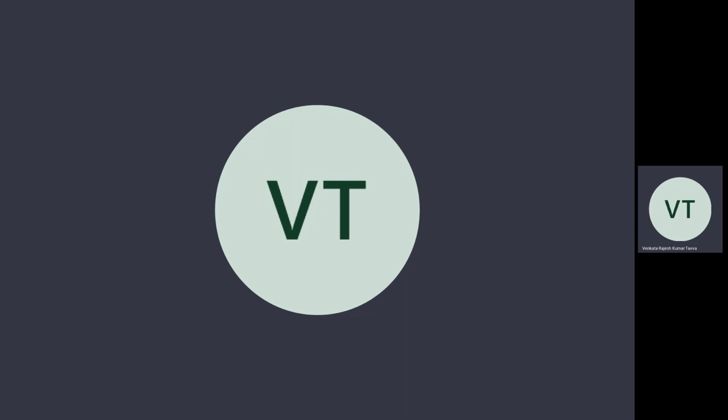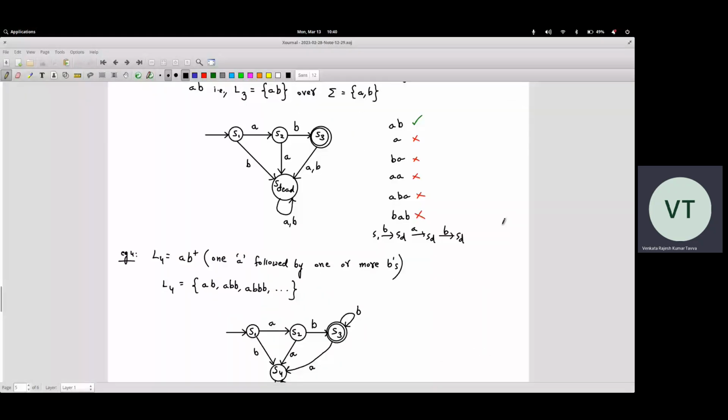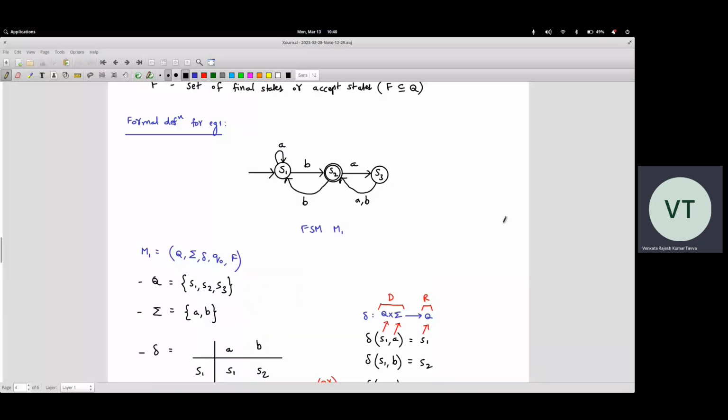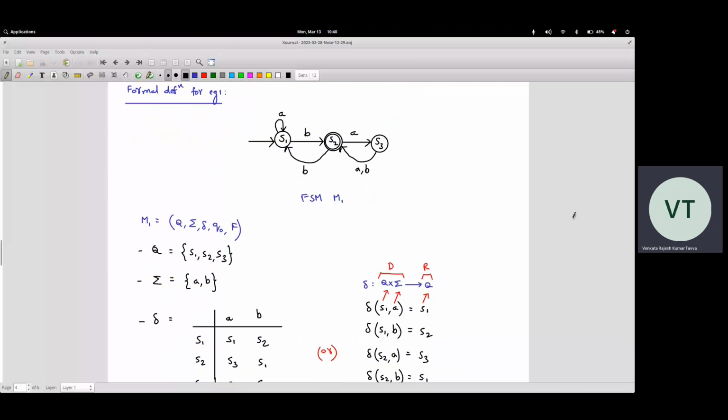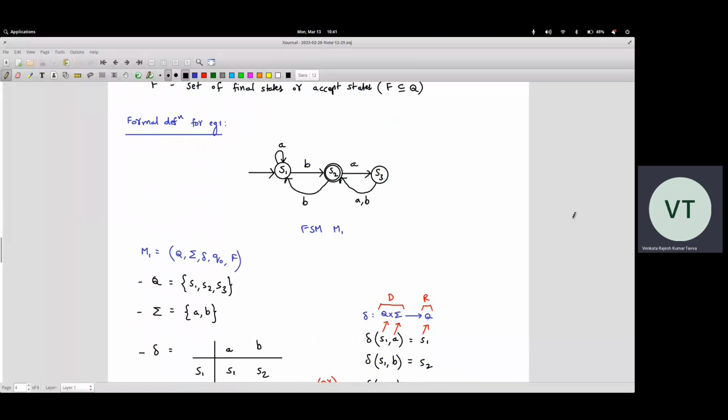So in the previous lectures, I touched upon what is a finite state machine, what is its formal definition, and so on. So basically, a finite state machine is nothing but a set of states with transitions between them. All right. So these transitions depend on the input symbols.